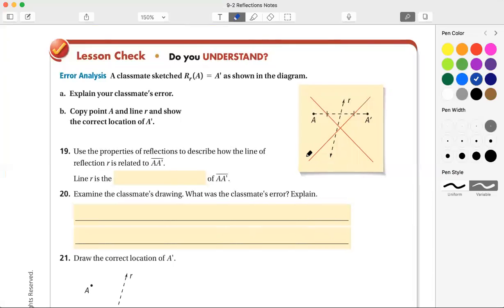So a classmate sketched R sub T of A, which is A prime, as shown in this example. Explain your classmate's error. Well, I can see the big one right off the bat. It's not a perpendicular line, but let's go ahead and do this. So A. Okay. So line R is the perpendicular bisector of A A prime.